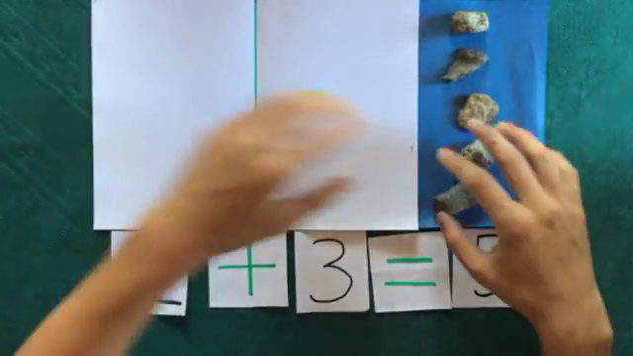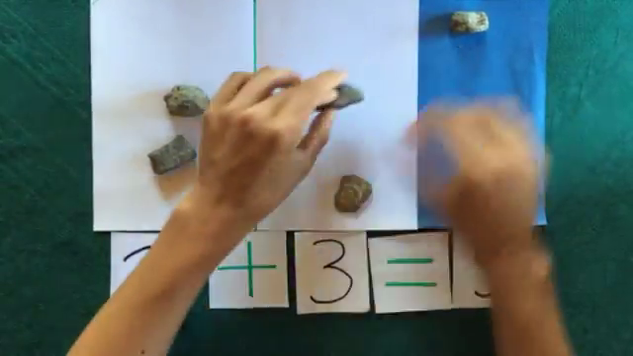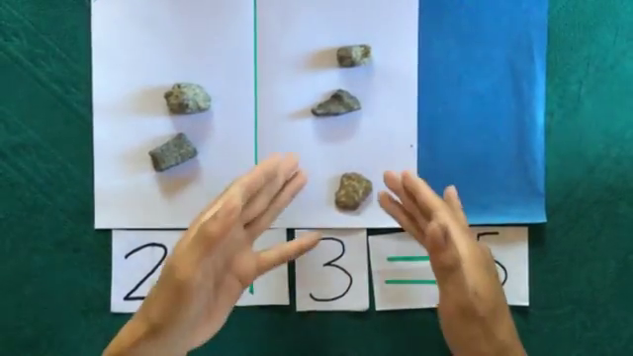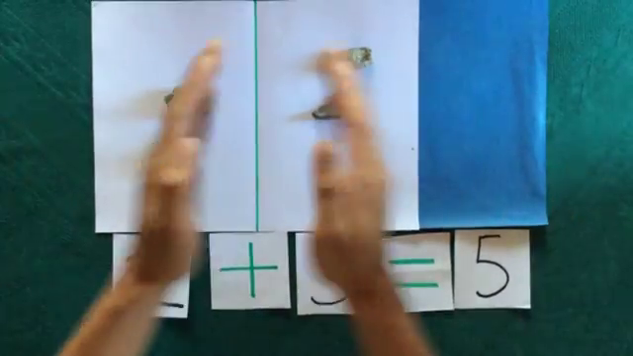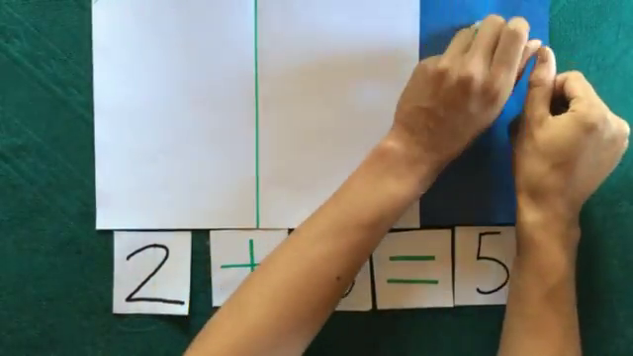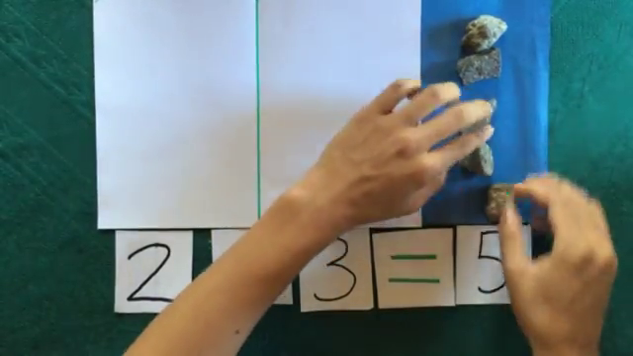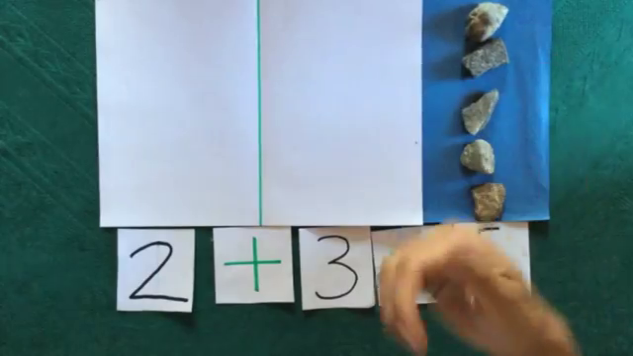Alright, let's try that again. 2 rocks. 3 rocks. So now we put them together because the plus sign means we put things together, and then put it in the box that shows us our sum. We count them. 1, 2, 3, 4, 5. Nice job.